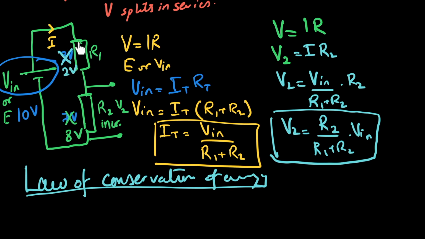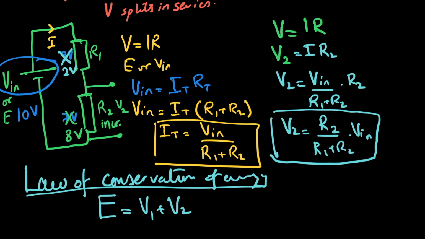The energy consumed cannot exceed 10. So if this is 8, then this will be 2. Therefore, I can safely say that E is equal to V1 plus V2. So you can clearly see that there is a potential divider. The potential has divided between the two.